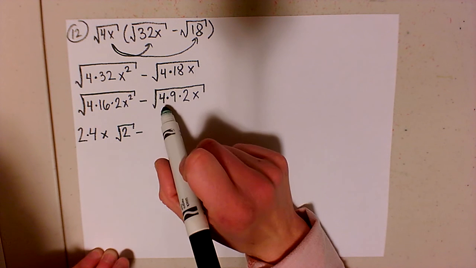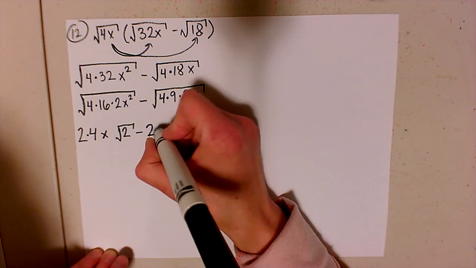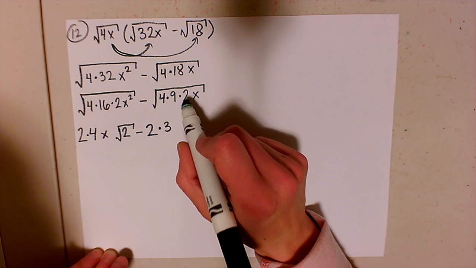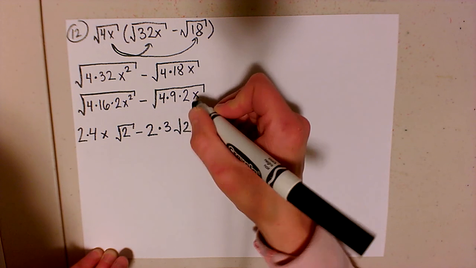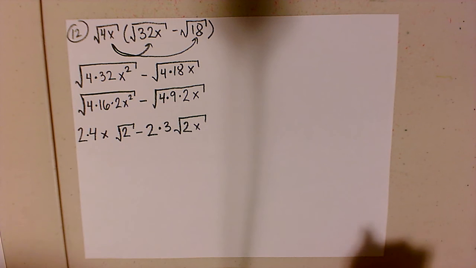So the square root of this 4 is 2, we'll pull that out. The square root of 9 is 3, we can pull that out. And then this 2, well, we can't take the square root of that, so that stays on the inside, and that x, we can't do anything with that, so that stays on the inside as well.